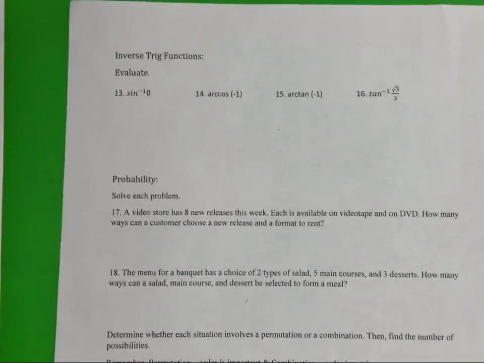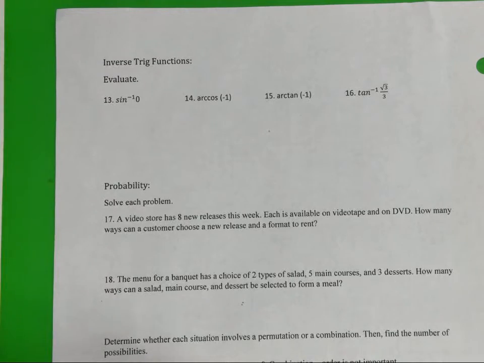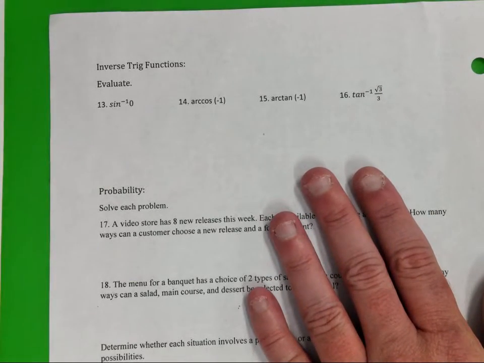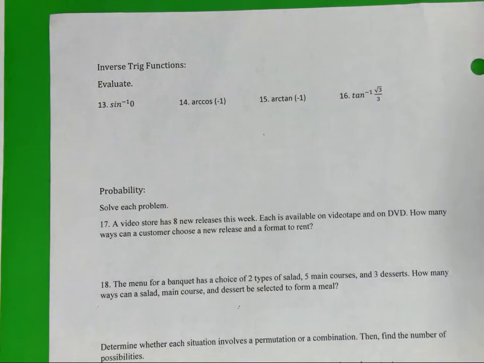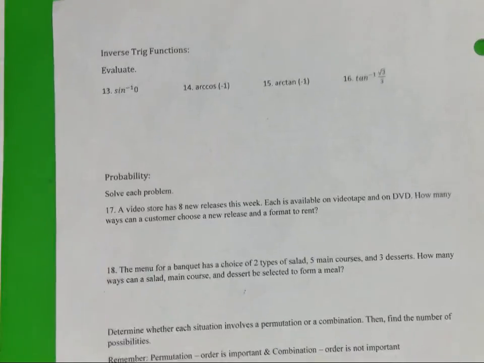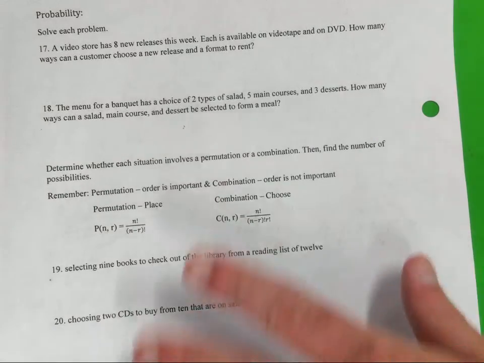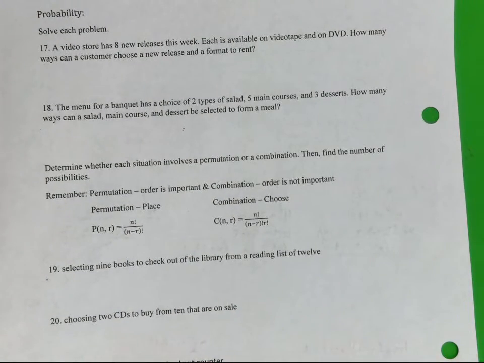All right, let's turn to our math workshop from last week. We're looking at numbers 13 through 18 today. Let's do 17 and 18 first, and then come back to 13 to 16. Number 17: a video store has 8 new releases this week. Each is available on videotape and on DVD. That's 2 different formats. How many ways can a customer choose a new release in a format? How many movies do they have to choose from? 8. How many different formats? 2. So how many different combinations? 16. And why can we do that? The fundamental counting principle. Very good.